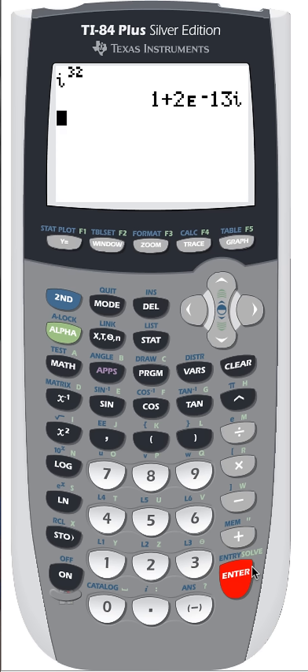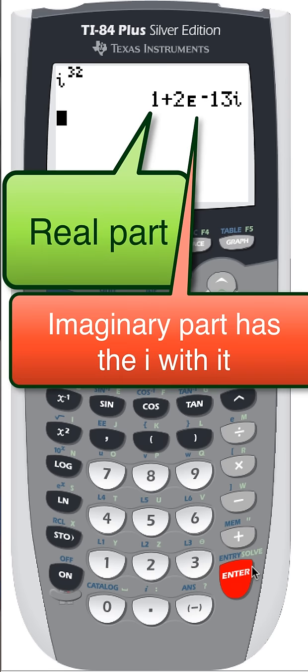Oh my gosh, what does that mean? What you have to recognize is that your graphing calculator divides this into two pieces, a real part and an imaginary part. The real part is on the left, in this case the number 1, and the imaginary part is on the right, the 2E to the negative 13i.